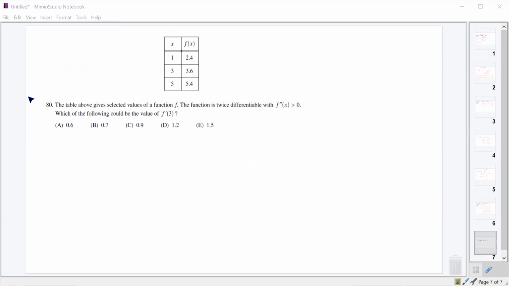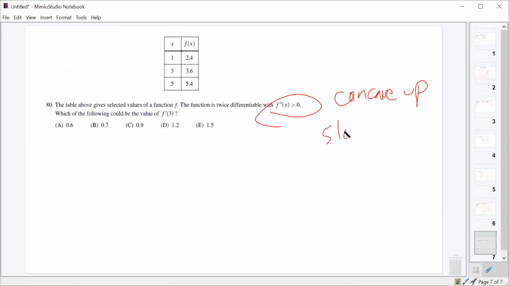So number 80 here says that our function is twice differentiable and that the second derivative is positive, which tells us that it's concave up. And what we talked about the last time was that if a function is concave up, that means that the slopes are increasing. Right? Second derivative is positive means the first derivative is increasing. And f prime increases if its derivative is positive. So we want to know what could f prime of 3 be.